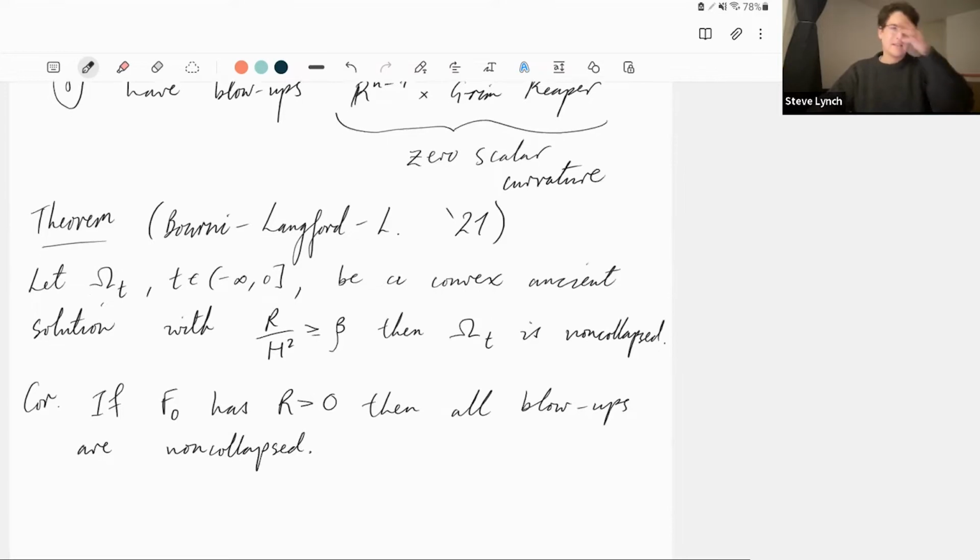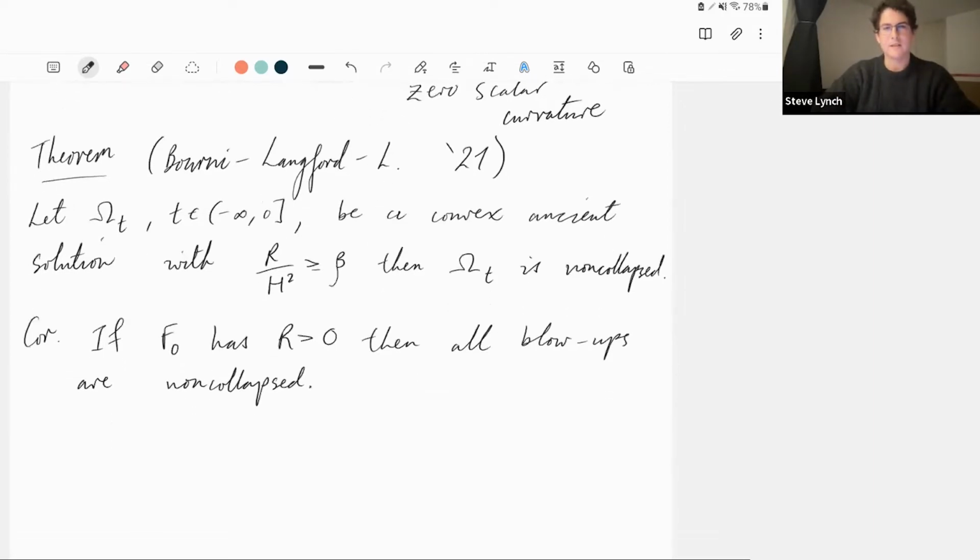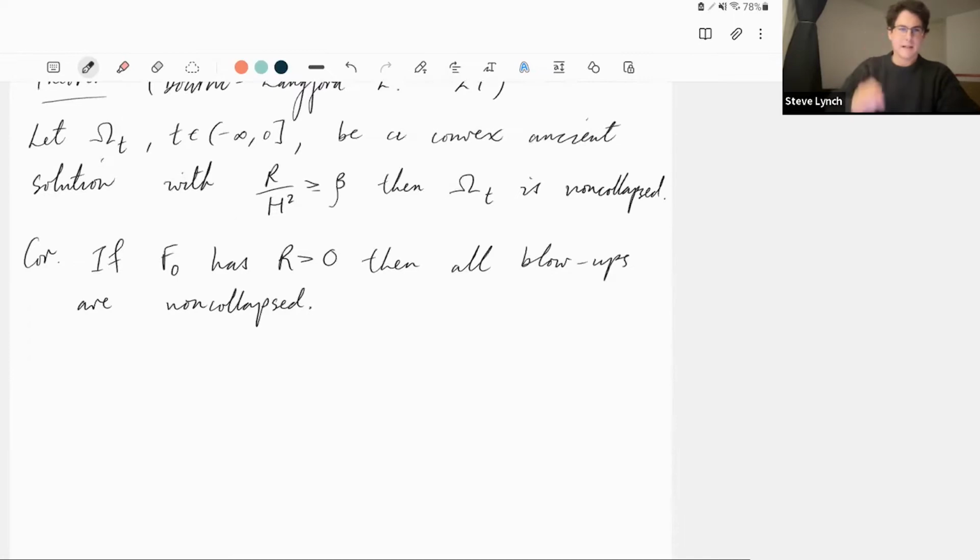This is essentially optimal because in these examples I described above, where you take a long thin torus over a curve, you can make the scalar curvature arbitrarily close to zero. So there are counterexamples living on the boundary of this condition. And this is great because it means you can take all of the classification results which have been proven for non-collapsing convex ancient solutions and carry them over to this setting where your solution might have self-intersections. So that works out quite cleanly.